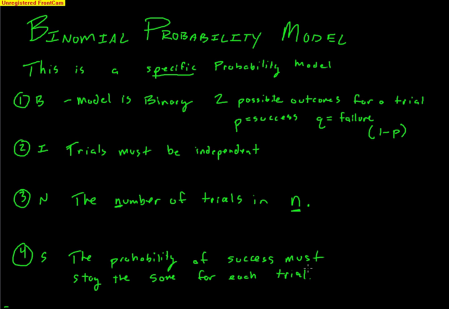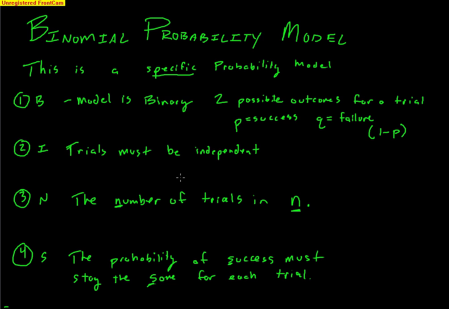See, that's where the probability of success for a blue sock changes. We cannot allow that to happen for a binary model. So let's review the BINS real quick. The first one is B: it must be binary, which means you must have two specific outcomes, success or failure. I stands for independent. The trials must be independent of each other. N stands for the number of trials is N. There is a specific number of trials given to you. We call that N. And S stands for the successes must stay the same. So the chance of success stays the same. And this is what we mean when we talk about a binary model.